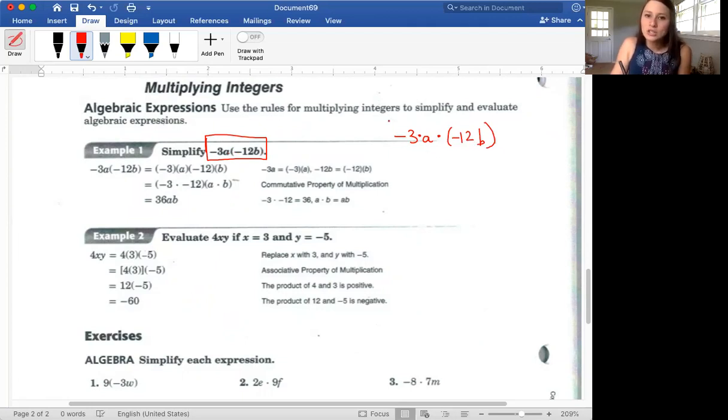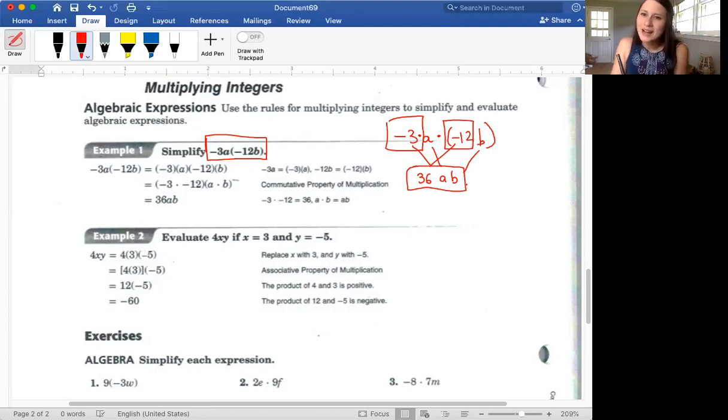So we can actually combine and work out the numbers and multiply those. We're using the commutative property, switching the things around, and combining our like terms. So -3 times -12, we can work that out, and that would become 36. And then a and b, we don't know the value of a, and we don't know the value of b, so we're just gonna bring that down and write it as ab. And so our answer, or that's simplified from this expression, is 36ab.